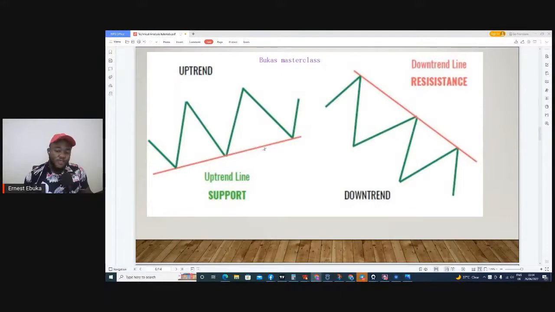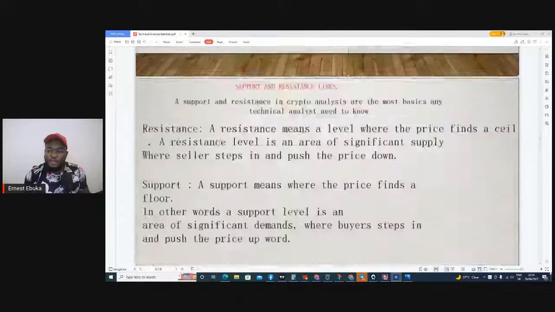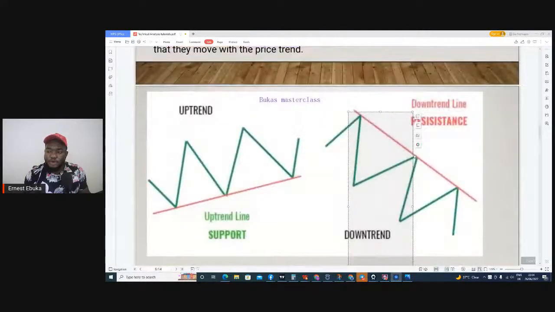Now, when the market is in uptrend, you draw the swing high from low to up. But when the market is in downtrend, you draw from up to down. That shows that the market is in downtrend. You can see it right here. This one is for downtrend and this one is for uptrend.